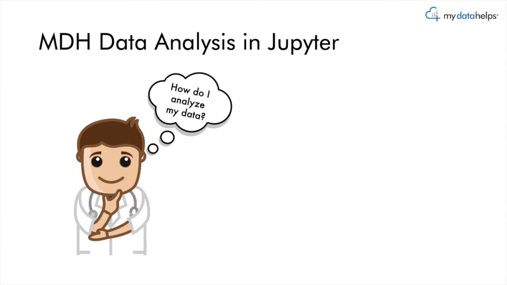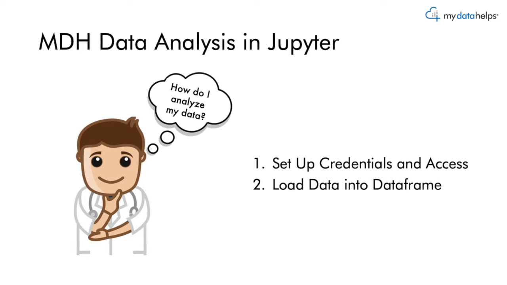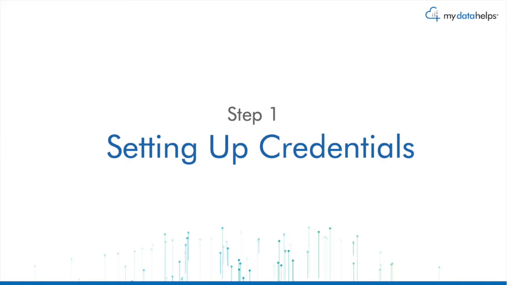Here are the steps I'm going to follow. First, I'm going to gather authentication and connection information from MyDataHelps Designer and set up my AWS credentials file. Then I'll use a sample Jupyter notebook to load MyDataHelps data into a data frame. I'm going to get started in MyDataHelps Designer.